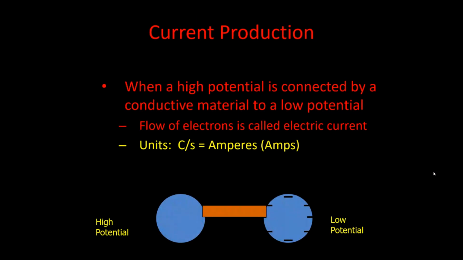There we go. Current production. We've looked at cells a little bit before and we discussed this, that things will move from high to low potential. This goes for gravitational potential or any other potential energy. In this particular case, electrons will flow from high to low potential, essentially. They will flow until the potential is equalized.